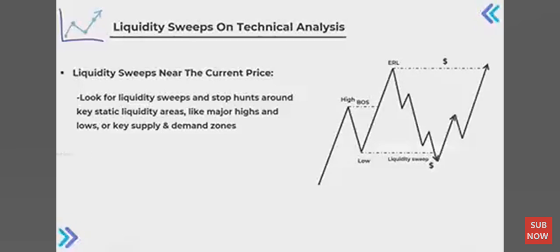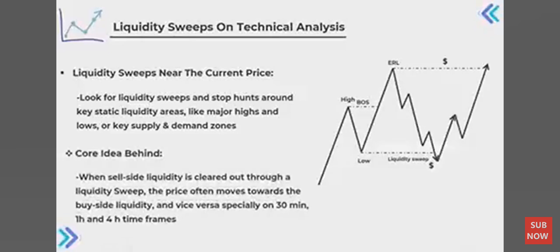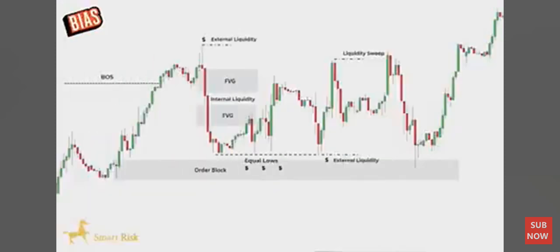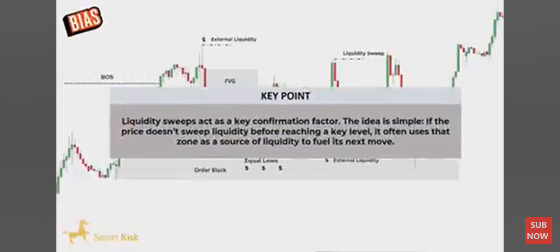The core idea behind identifying liquidity sweeps in the daily bias is straightforward. When sell-side liquidity is cleared out through a liquidity sweep, the price often moves towards the buy-side liquidity and vice versa. So, this helps us to predict the price's next move in the market, especially on 30-minute, 1-hour, and 4-hour timeframes. The second reason is that liquidity sweeps add extra confirmation to our trades.